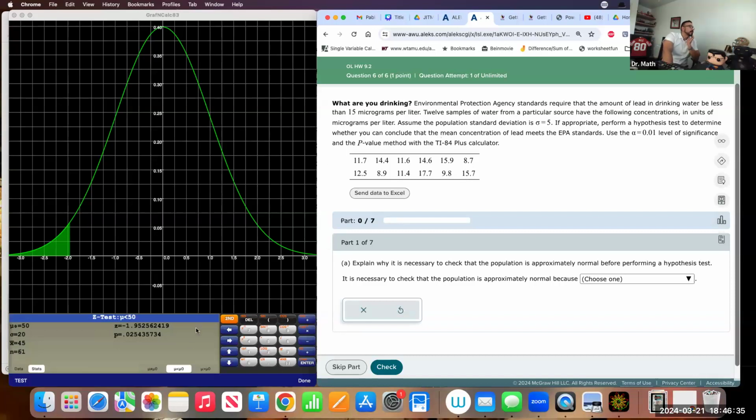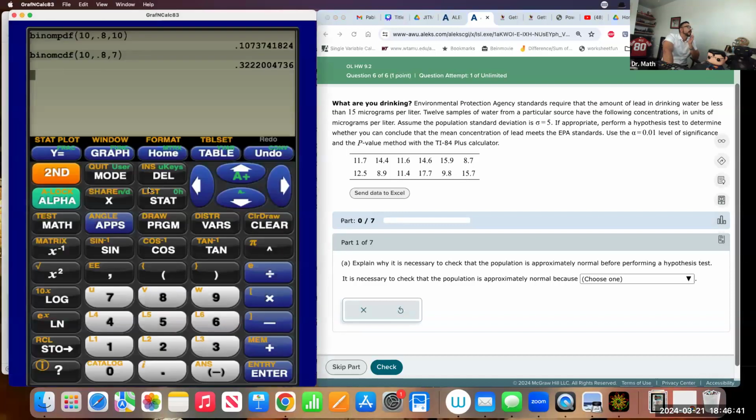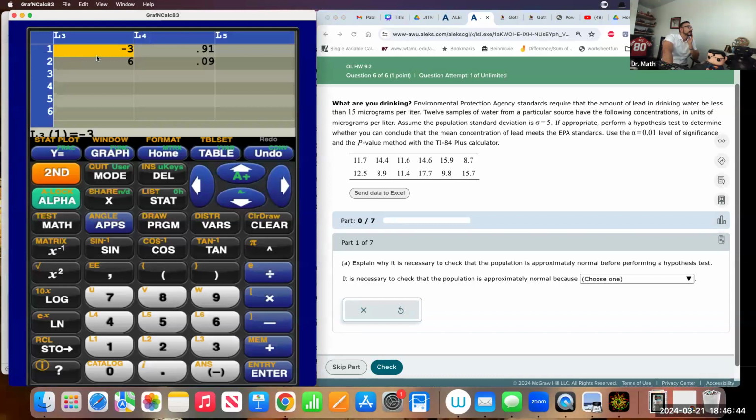All right, so what I would do on my calculator, let me go home. I'm going to go to stat, edit, and let me punch everything in. I don't care what list you use. So 11.7, 14.4, 11.6, 14.6, 15.9, 8.7.